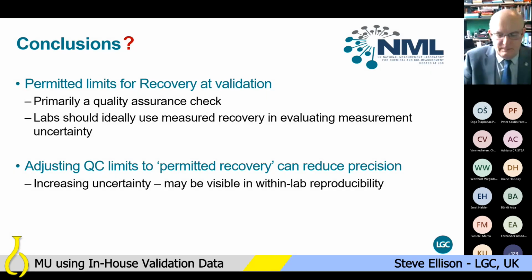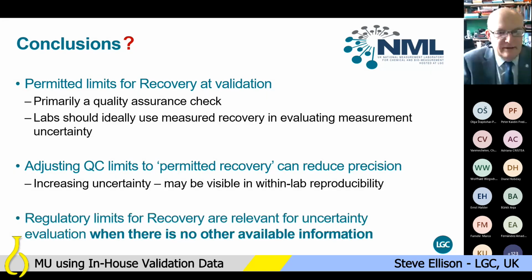And I think there is a possible case where regulatory limits for recovery might be relevant, and that's when there is literally no other relevant available information. So if you're a regulator with a measurement result in front of you that hasn't come with an uncertainty, perhaps that's a good time to say, well, we've allowed them to report anything between 70 and 110%. I should bear that in mind when I'm making decisions. And that's where I'm going to stop.